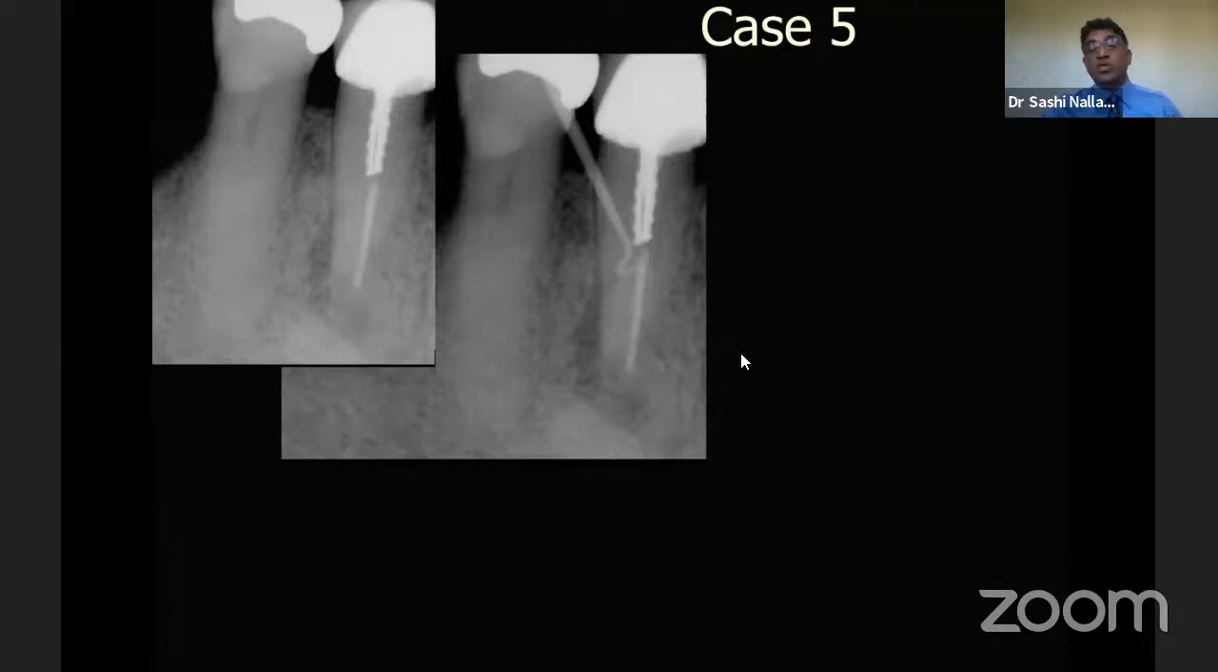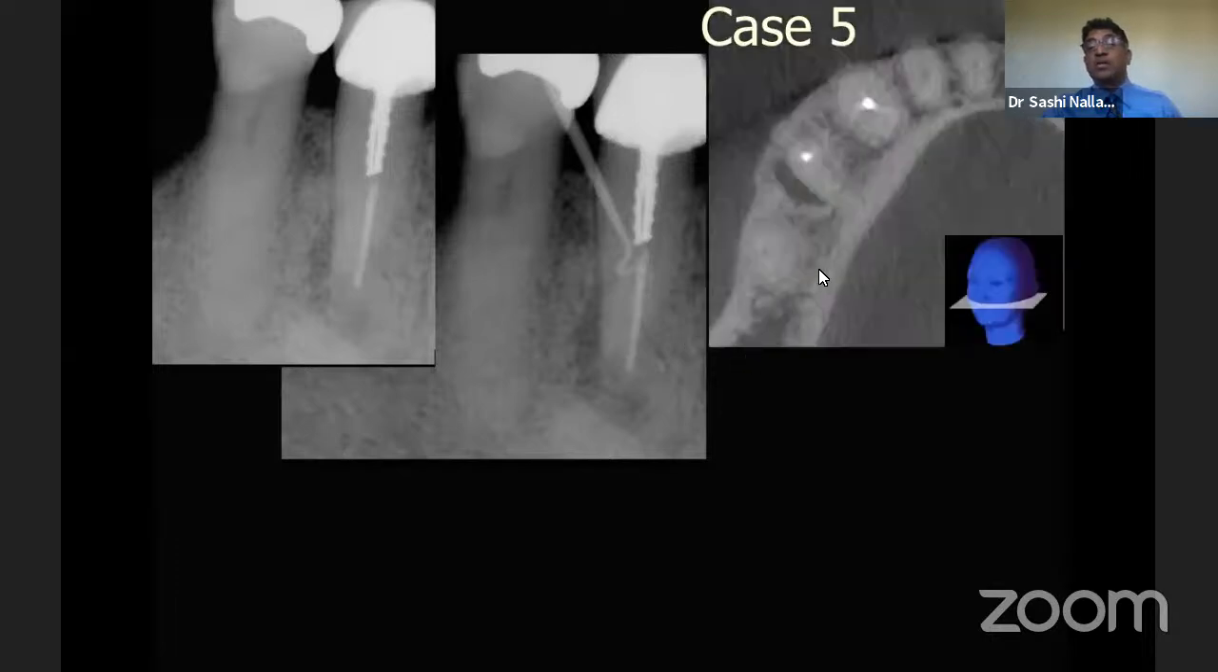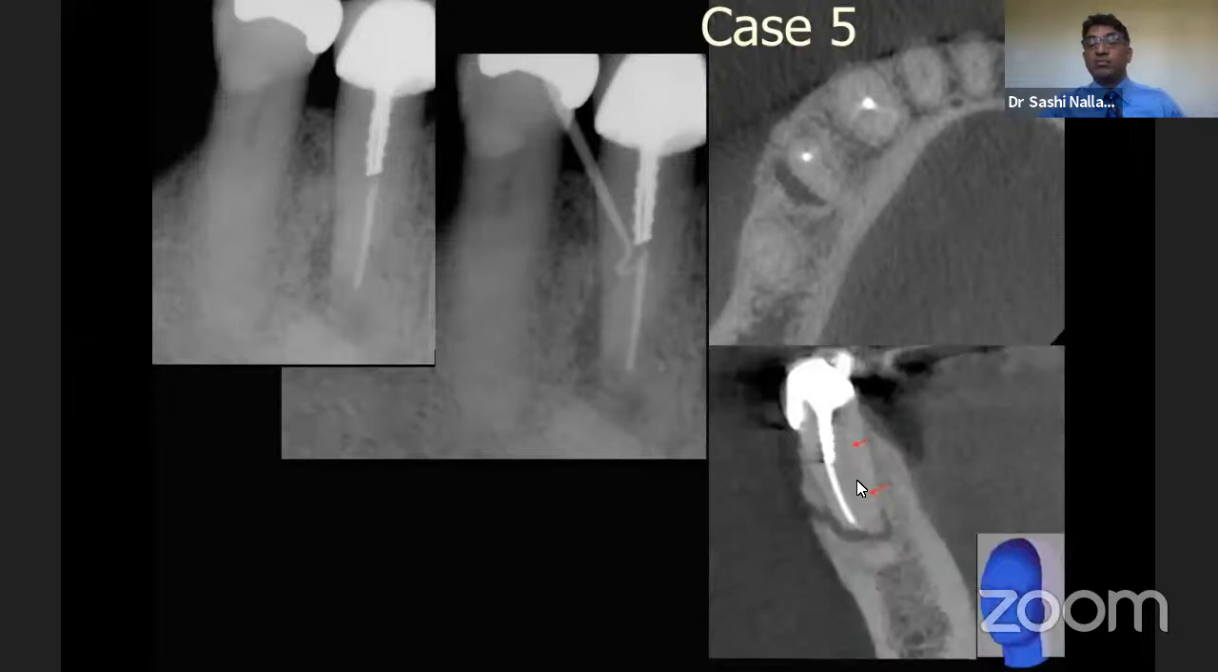But I wanted to make sure there are no missed canals. When I took the CT scan, guess what? There is a missed canal on the lingual of this mandibular premolar, because as you can see, the root filling is actually more buccal and not centered in the root. So this view clearly tells you that there is another canal on the lingual, and that is the sinus tract, and that's the reason why this tooth failed, not so much because there is a crack.